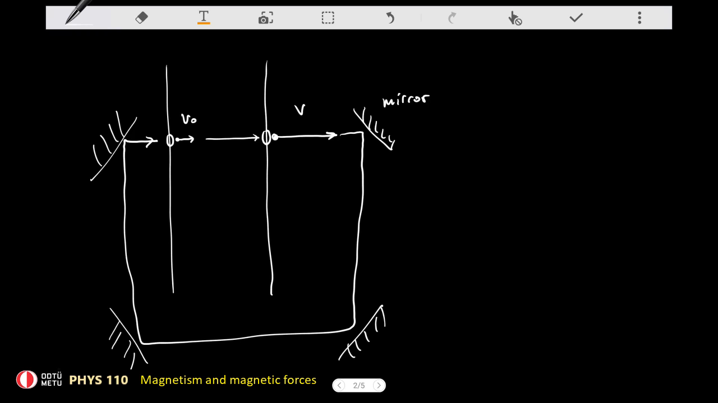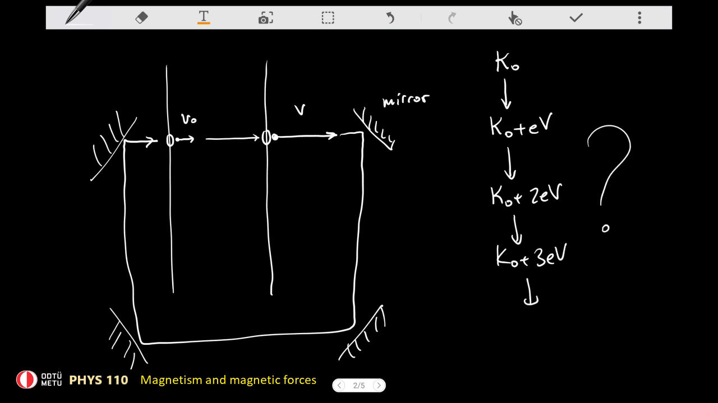So let me write it down like that. This is the initial kinetic energy, let's say, of the electron. When it has accelerated, it has gained a kinetic energy, which is initial plus EV. And then it has, of course, reflected off the mirrors and then came back to this initial point again with this kinetic energy. And then it will accelerate more and so on, right? So therefore, it's going to have 2 EV energy and 3 EV and so on. Is this going to work?